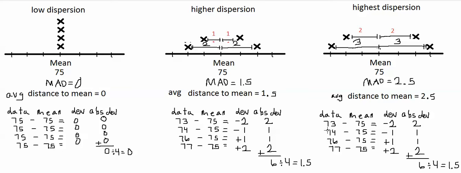So I'm going to go through all of these steps again, but once we get to the absolute deviations, we're going to see that the absolute deviations come out to 2, 2, 3, 3, because the absolute deviations are really just the distance from the value to the mean. So now the values in this data set are 72, the first one is 72, 73, 77, and 78 up here.